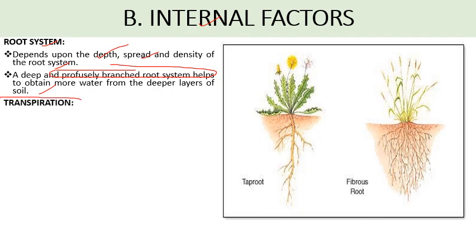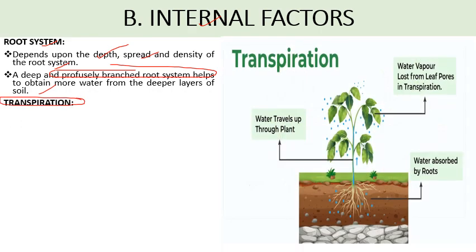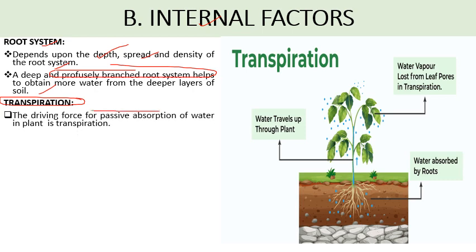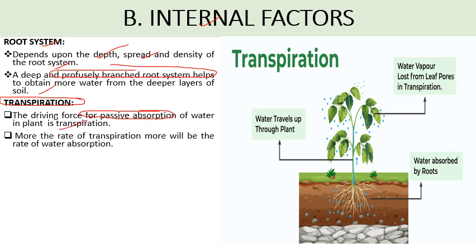The next factor is transpiration. Greater is the rate of transpiration, greater is the absorption rate up to a certain limit. The driving force for passive absorption of water in plants is transpiration. More the rate of transpiration, more will be the rate of absorption.